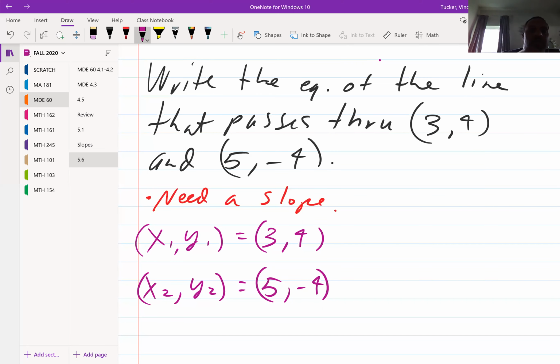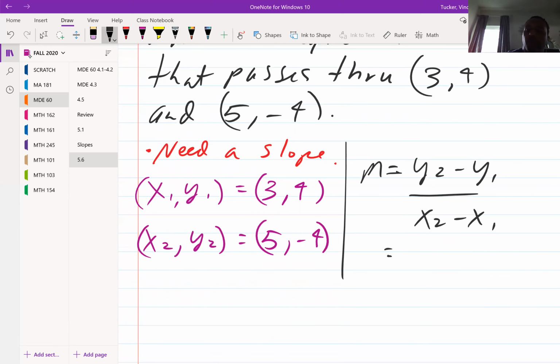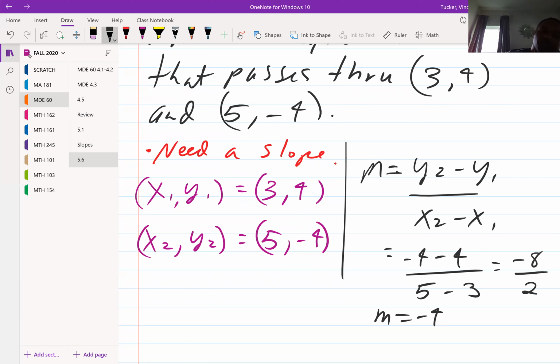All right, so we have x1, y1, x2, y2. We can use the slope formula: y2 minus y1 over x2 minus x1. y2 is -4, y1 is 4, x2 is 5, and x1 is 3. That gives -8 over 2. My slope is -4.